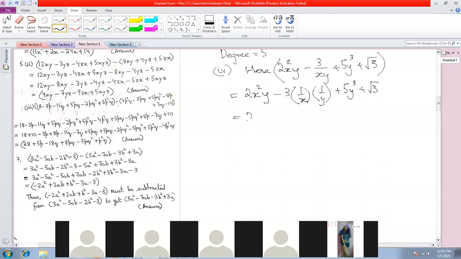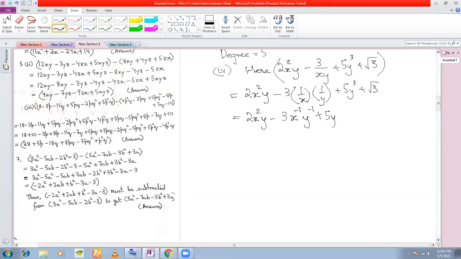So this is 2x square y minus 3 x to the power of minus 1 y to the power of minus 1 plus 5y cube plus root 3. So what do you see? The variables are x and y, whose powers are negative.